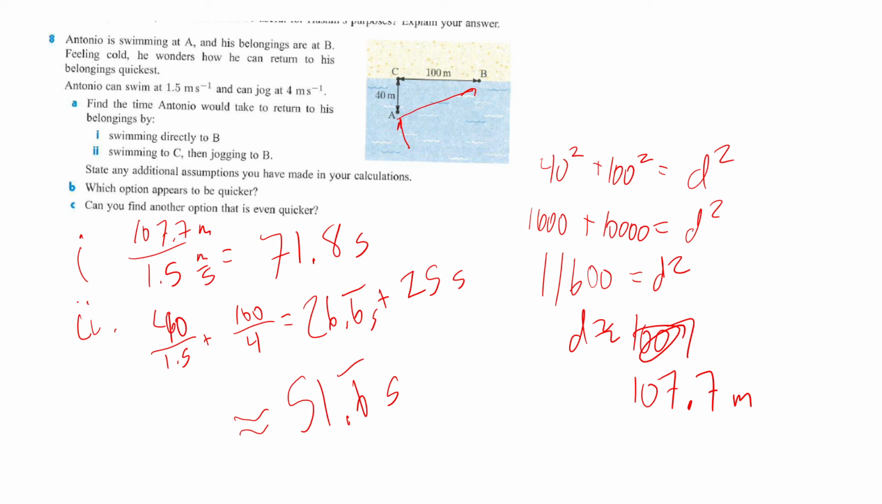We have to state any assumptions. One is that he can run or jog at a constant rate. He's not going to slow down as he starts getting tired. Like I know if I swim 100 meters, I would get tired towards the end. There's no current in the water, no wind resistance. Those are the assumptions we're making. And it's that second one that seemed to be quicker.